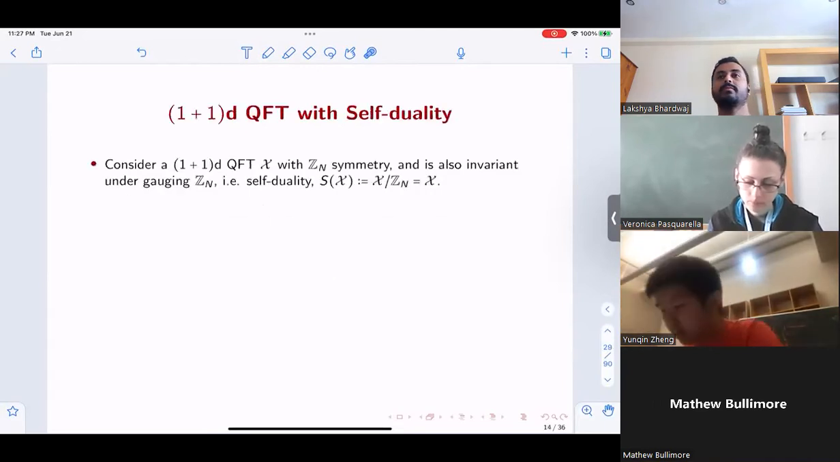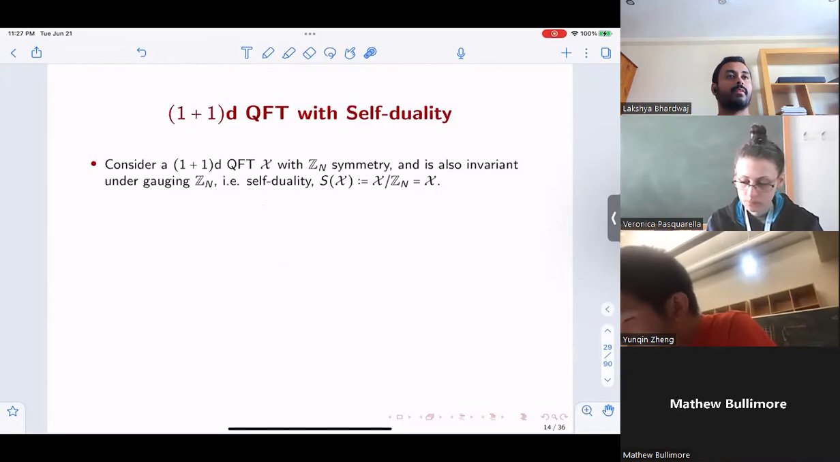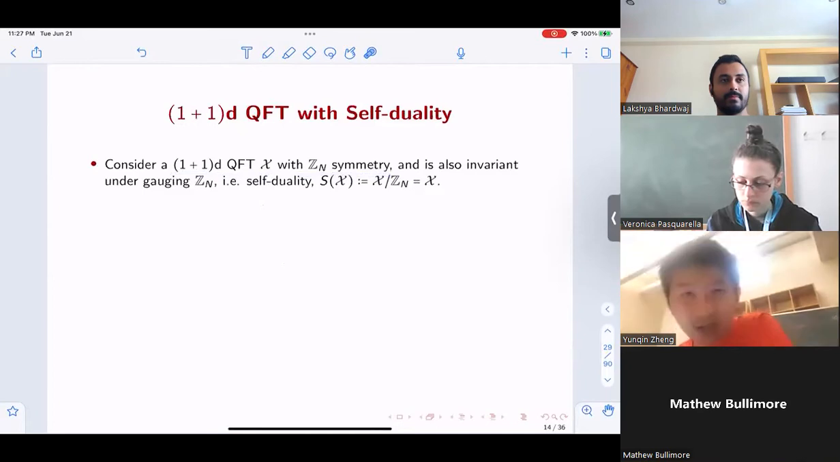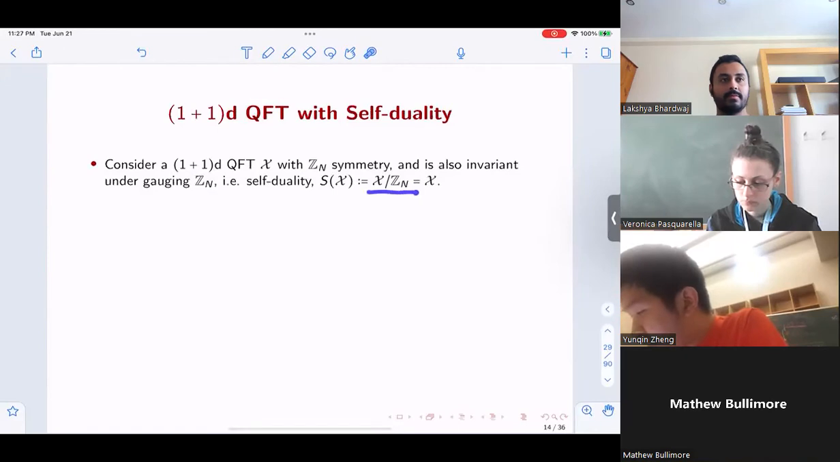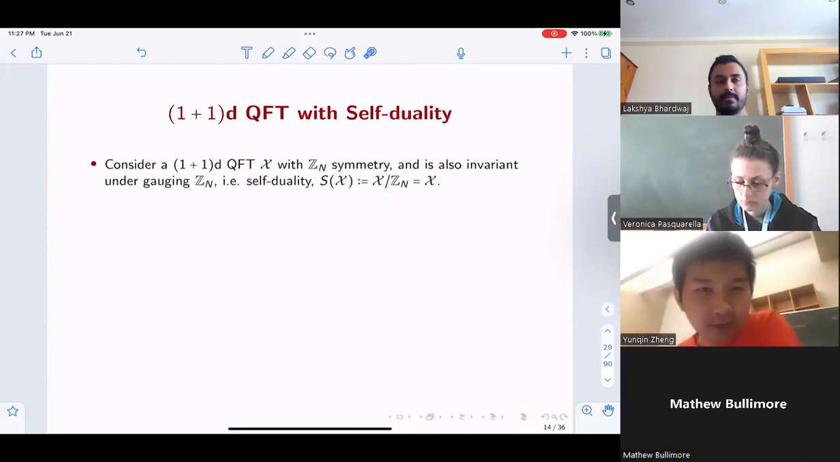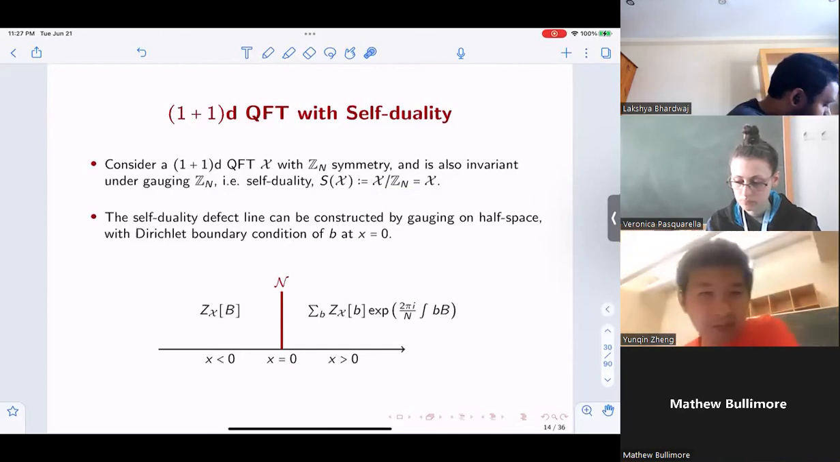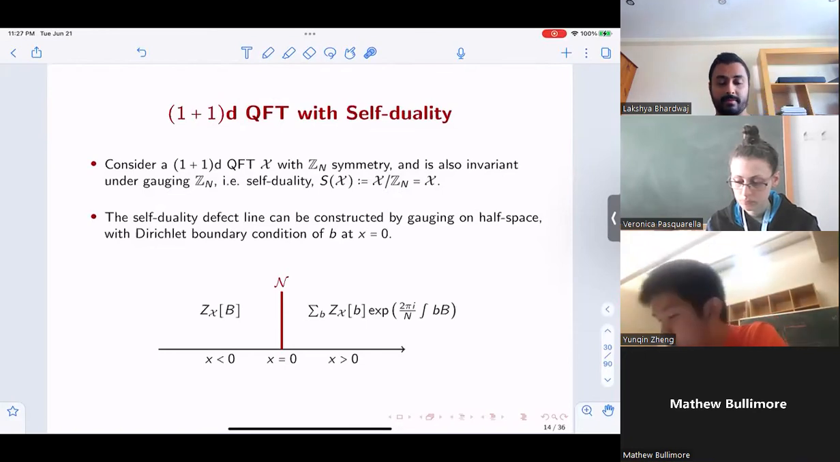Okay, so let's start with the 1+1 dimensional QFT. Let's consider a 1+1 dimensional QFT X with the Zn symmetry. And we also require that this X is invariant under gauging Zn, namely X mod Zn is X itself. Because the theory is invariant under gauging the global symmetry, it admits a non-invertible defect, namely the duality defect. So how do we construct the duality defect?